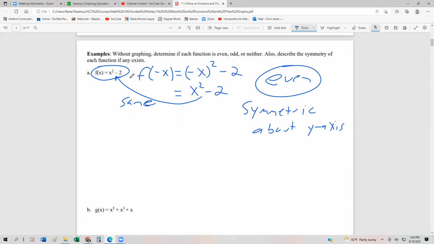Okay. So that's all we have to do with this. We just have to simplify when we substitute negative x back in. And of course, we can always check this by graphing. And I know the problem says without graphing, and we certainly did that.